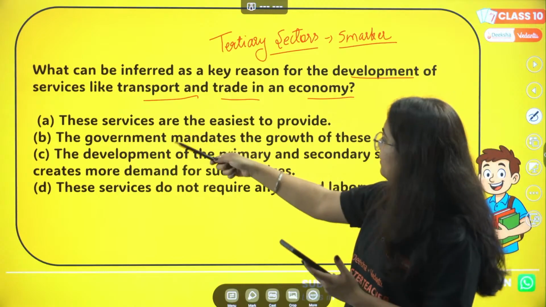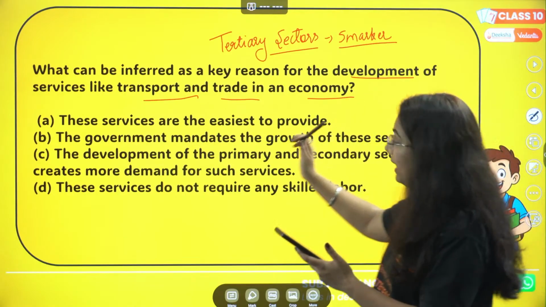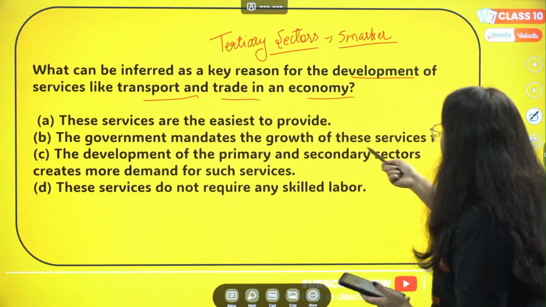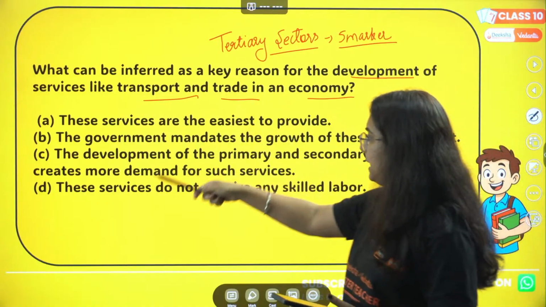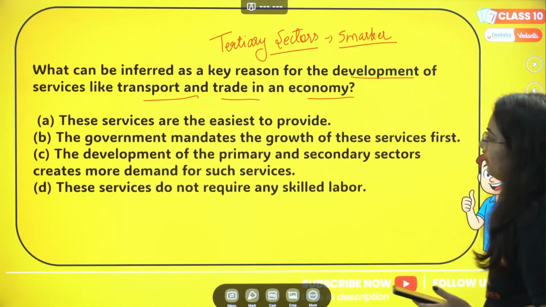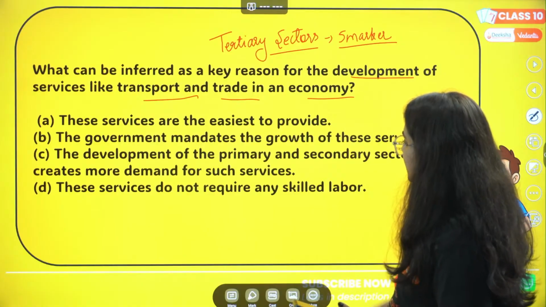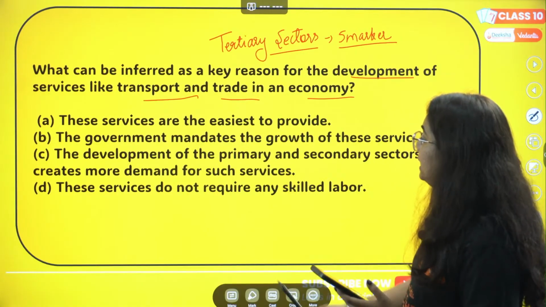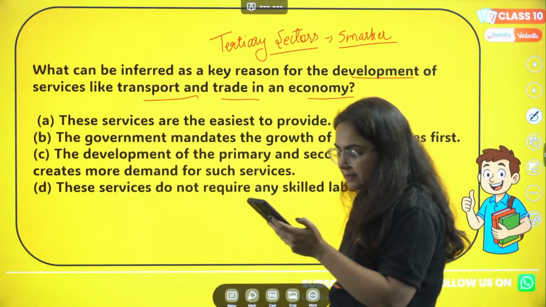Options are: A, these services are the easiest to be provided. B, the government mandates the growth of these services. C, development of primary and secondary sectors creates more demand for such services. Or D, these services do not require any skilled labor.